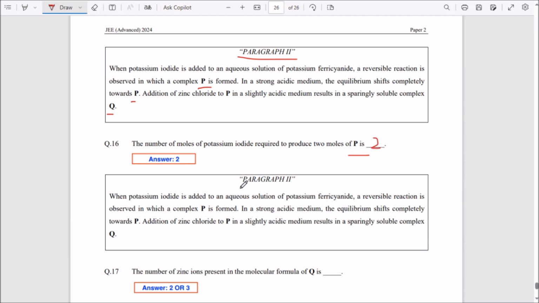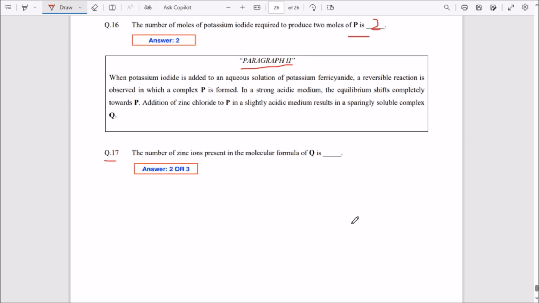Next, based on same paragraph II, question 17, the number of zinc ions present in the molecular formula of Q is 2, students. Even if you write 3 also is correct option, students.